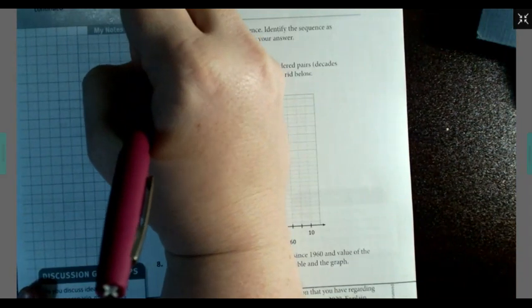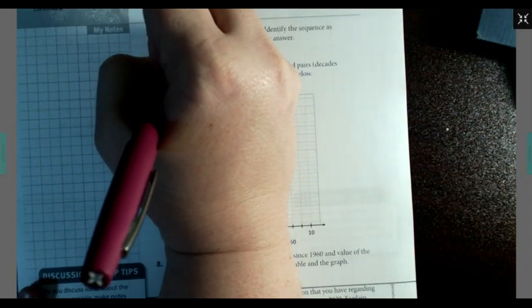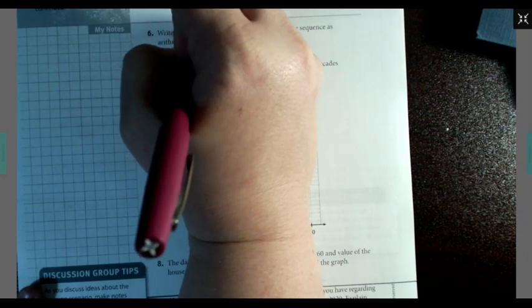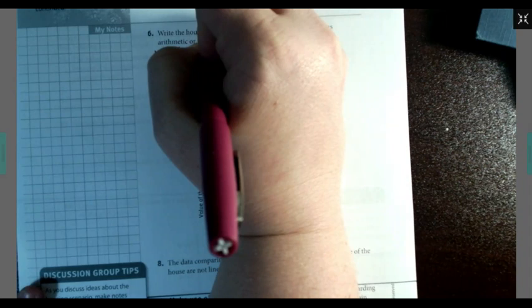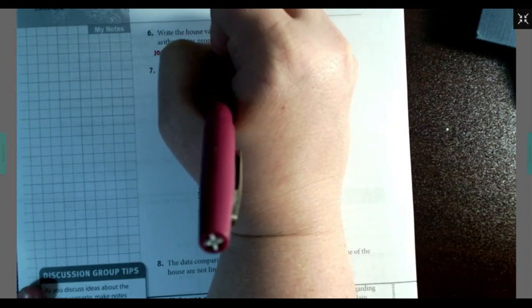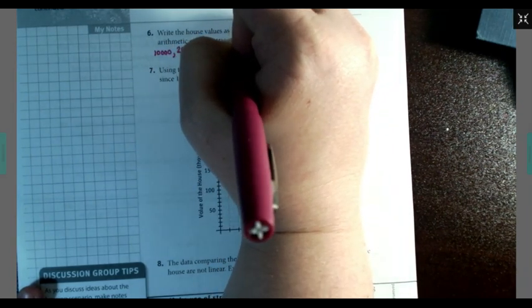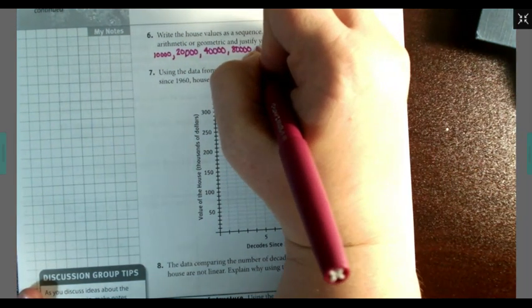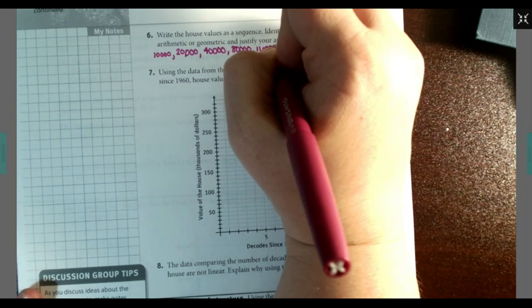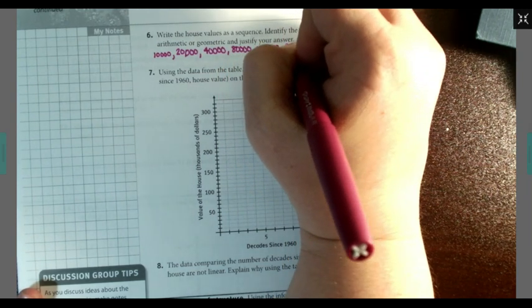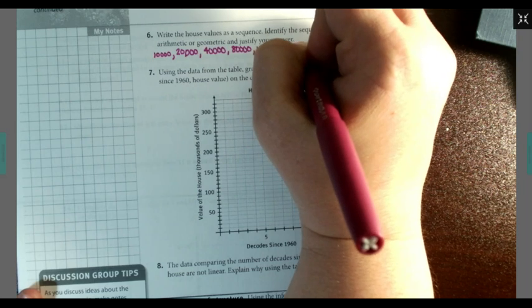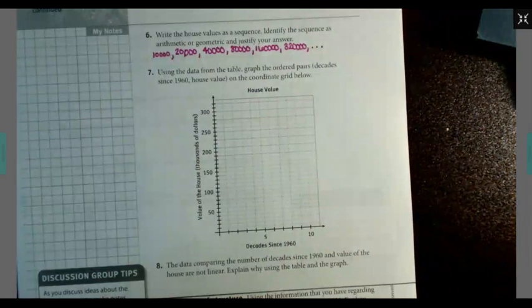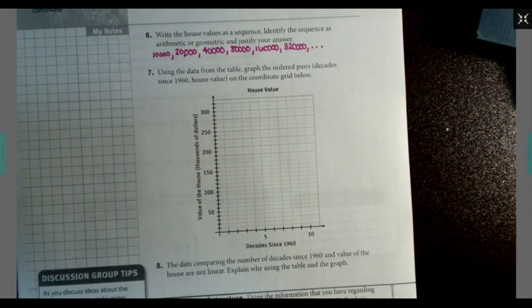So we started out with a value of 10,000. Then we went to 20,000. And then we had 40,000. Then it was 80,000. Then we had a value of 160,000. And then we had 320,000. And again, we would write the 3 dots at the end to indicate that this pattern is continuing.